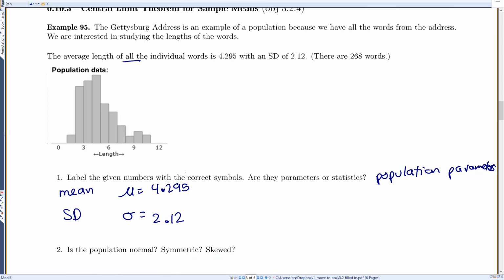Now let's see, is the population normal, symmetric, skewed? If you look at it, it's definitely not symmetric, so it can't be normal. It kind of looks like it has that long right tail, so I would definitely say skewed to the right.